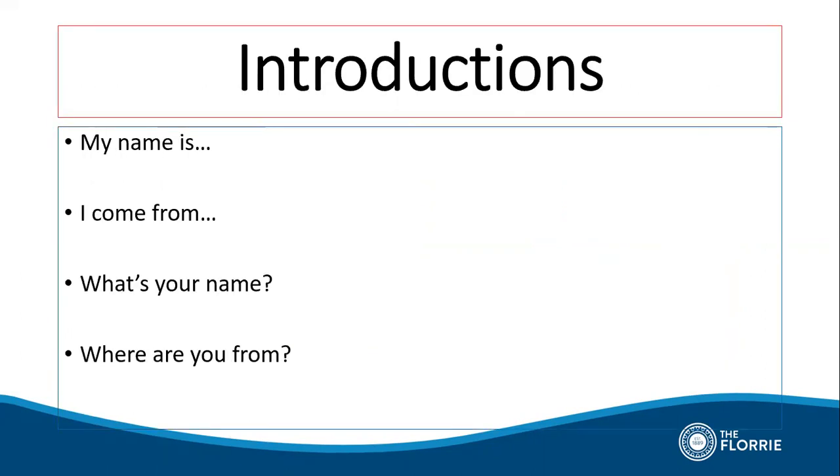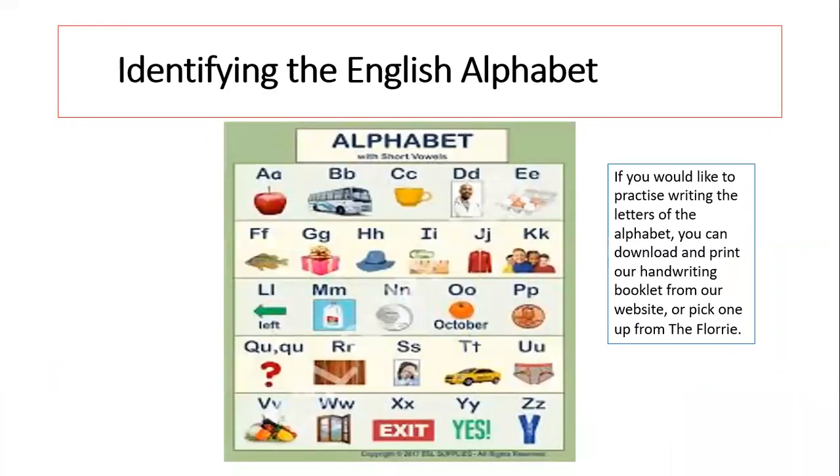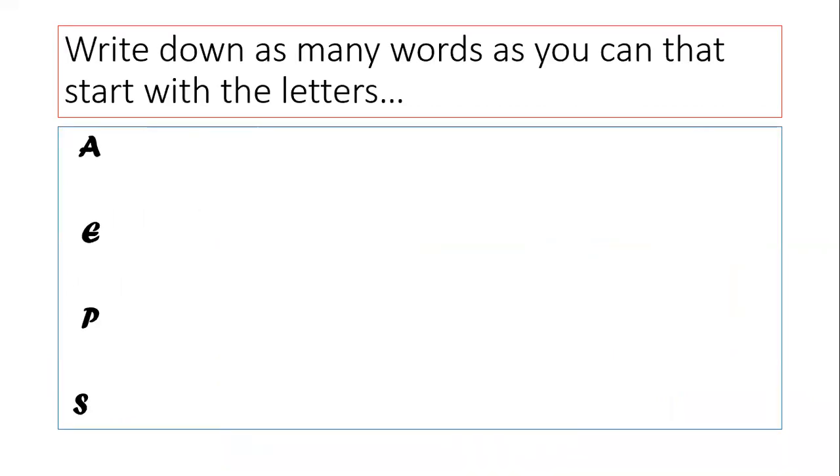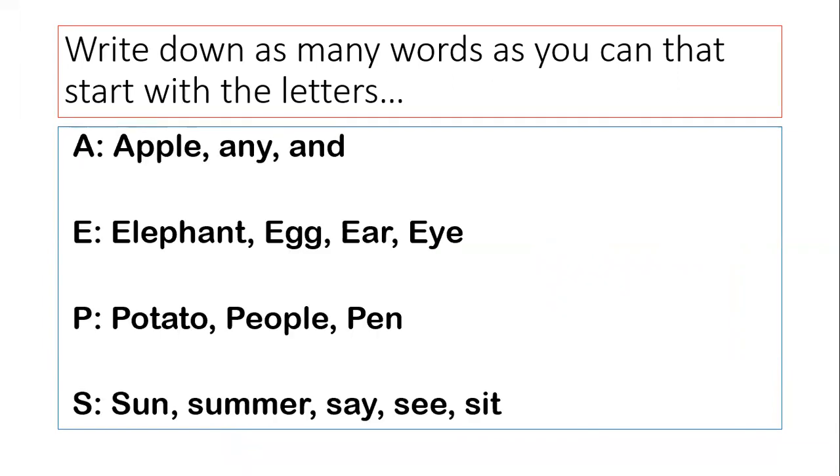So we were looking at our basic introductions. Hello, my name is, I come from, what's your name, where are you from? We also looked at the pronunciation in terms of the letters of the alphabet, and I advised you there is a sheet you can access to practice how you actually scribe each letter. And we had a go at an activity where I picked 4 letters and we had a go at writing down some words beginning with each letter, and I asked you to go away to translate them and learn them.